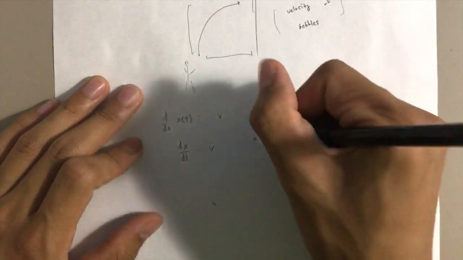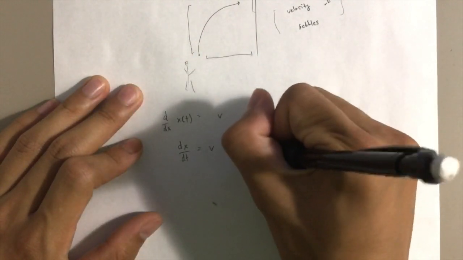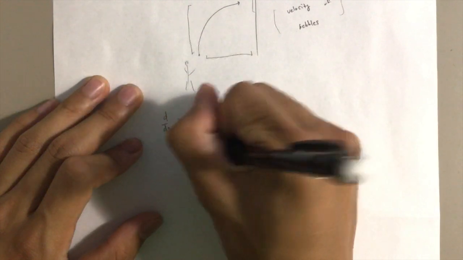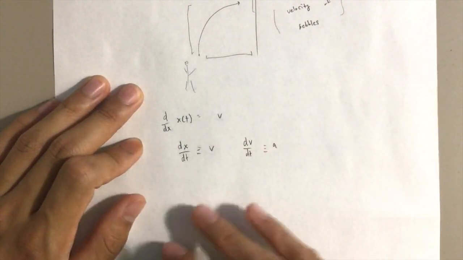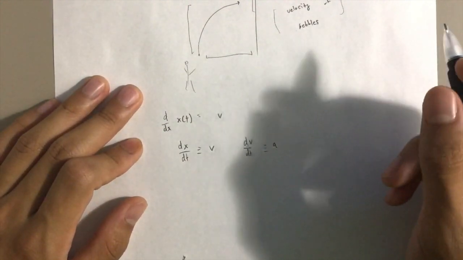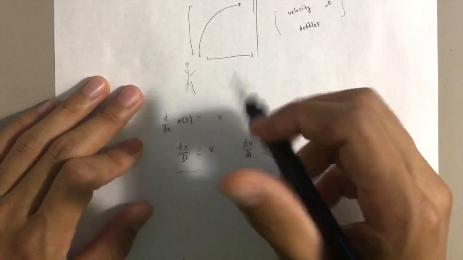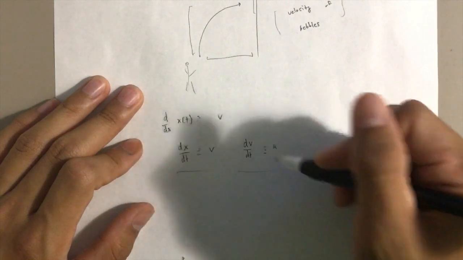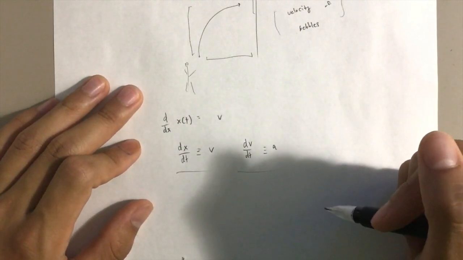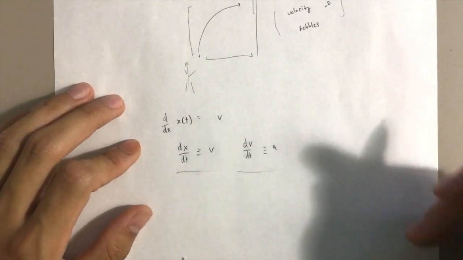And the derivative of the velocity is the acceleration, and by definition, and you can signify that with equals sign. And just basically by definition, the derivative of the position is velocity, and derivative of the velocity is the acceleration. So that's all you need to know right now.